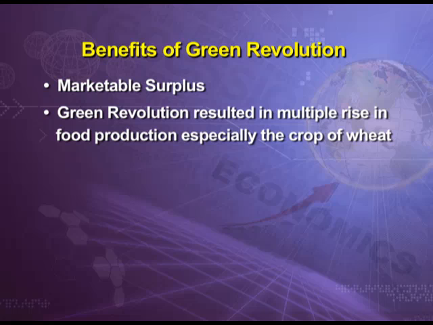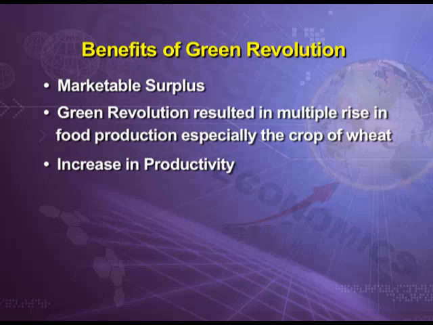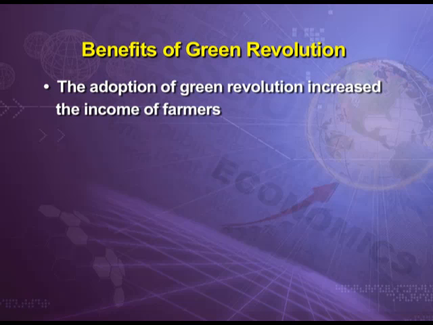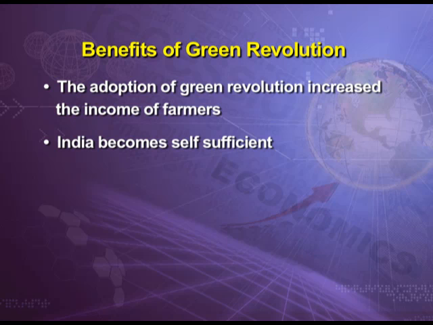Sometimes the Green Revolution is largely said to be a wheat revolution. The third benefit that emerged from the Green Revolution is an increase in productivity. Productivity is continuously increasing due to the use of high-yielding variety seeds. The adoption of the Green Revolution increased the income of farmers. It increased the status of farmers. India became self-sufficient due to the Green Revolution.